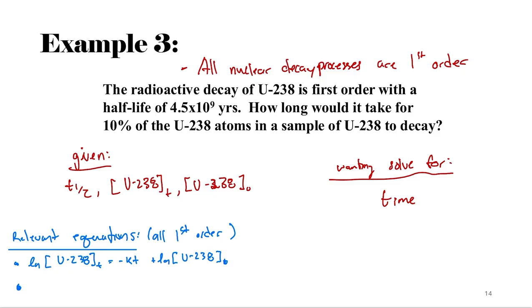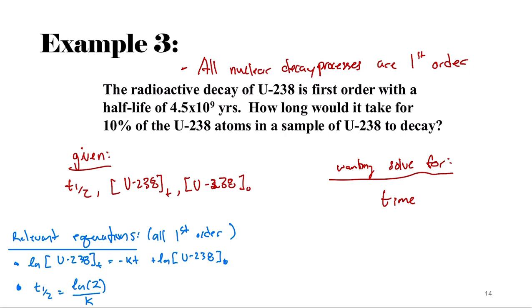Right, the half-life for a first order process was ln2 over the rate constant, right? So these are probably the two relevant equations we need to use and then solve for the total time.